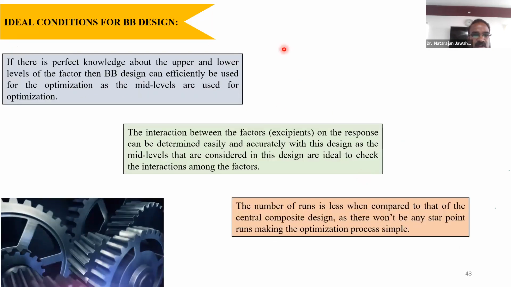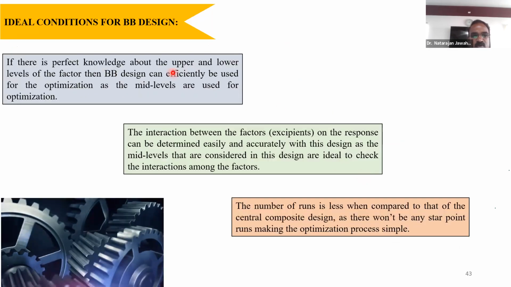So, ideal conditions for BB design. If there is perfect knowledge about the upper and lower limit, then BB design can be efficiently used for optimization, as the mid levels are used for optimization. The interaction between the factors on the response can be determined easily and accurately with this design, as the mid levels considered in this design are ideal to check the interaction among the factors. That's the reason why the mid level will easily interpret the interaction between the other 2 levels, high level and low level.